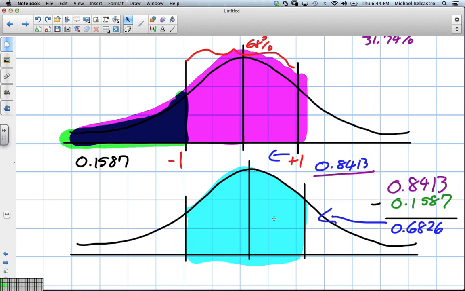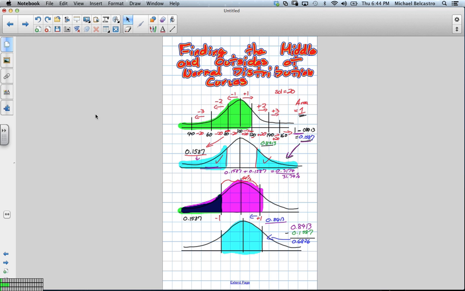And that makes sense because remember, we talked about the blue part being 68%. We knew that between one deviation both ways is roughly 68%. Well, that's exactly the value we found here. We found 68.26% when we subtracted those two. Okay, so that's how you go about finding the middle part.